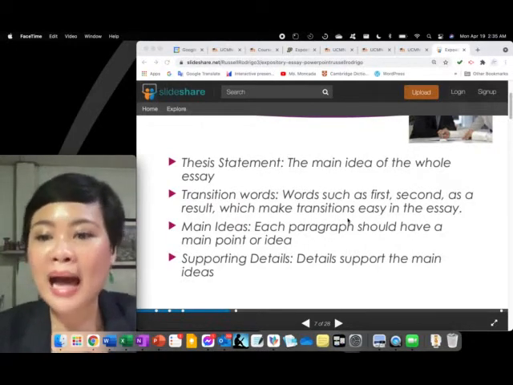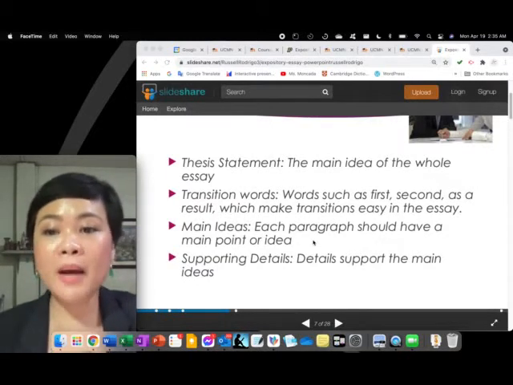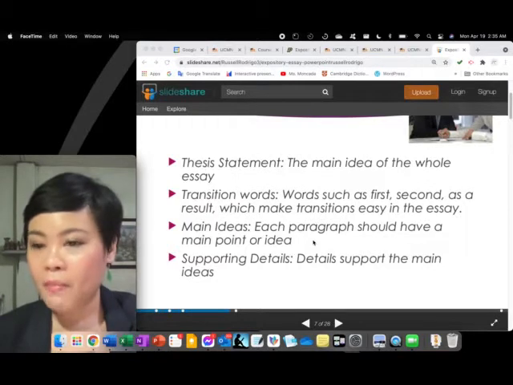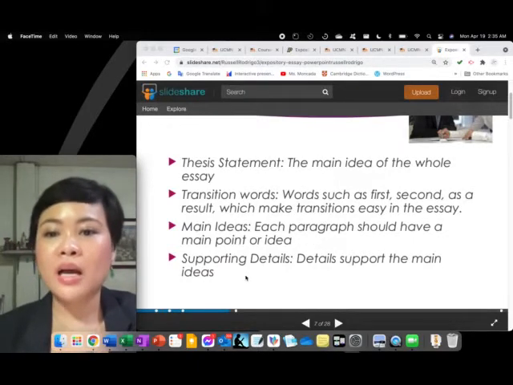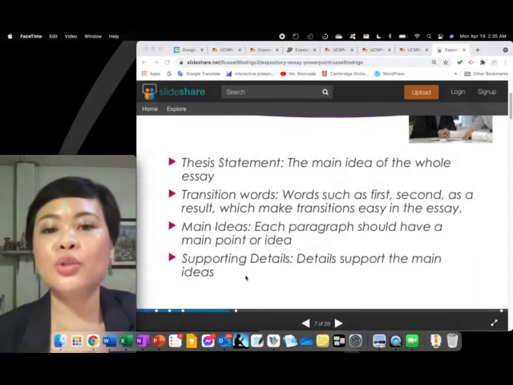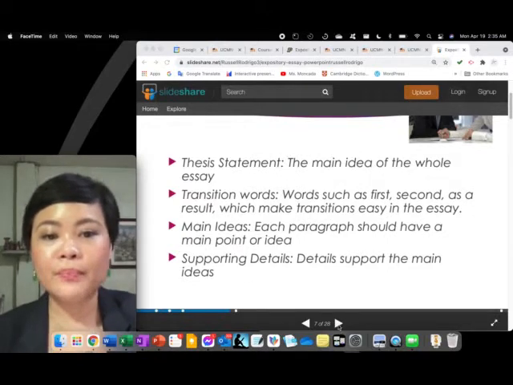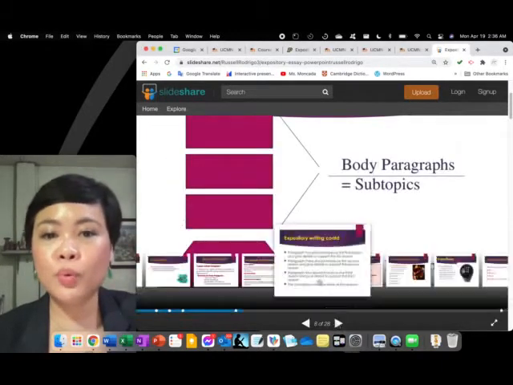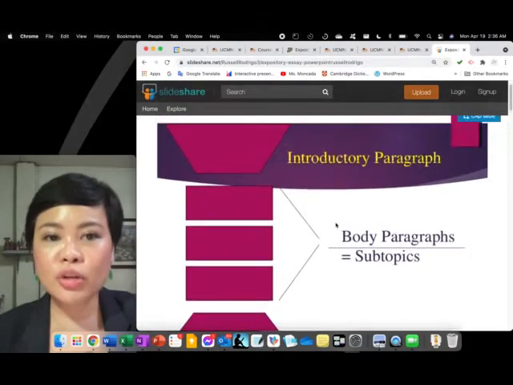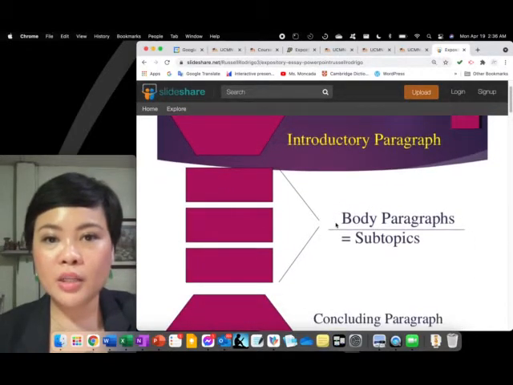Okay, and then main ideas. Each paragraph should have a main idea, and the main ideas should relate to each other, so there should be coherence, and of course supporting details in your paragraphs. Aside from the main idea, there should be supporting details, to flesh out your idea, right? Give support.